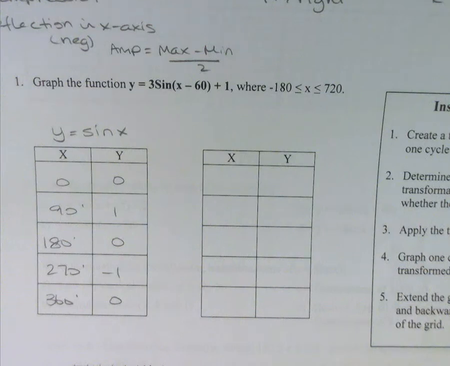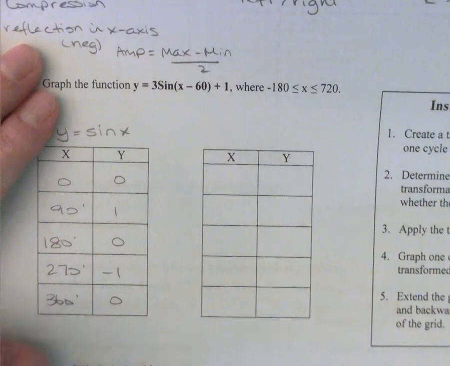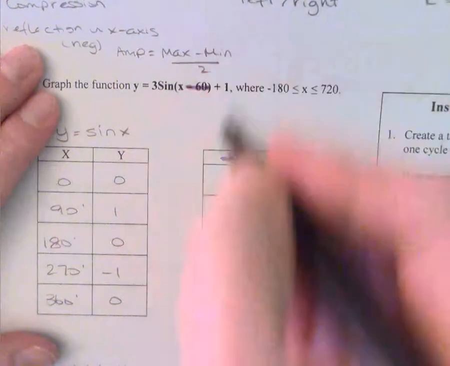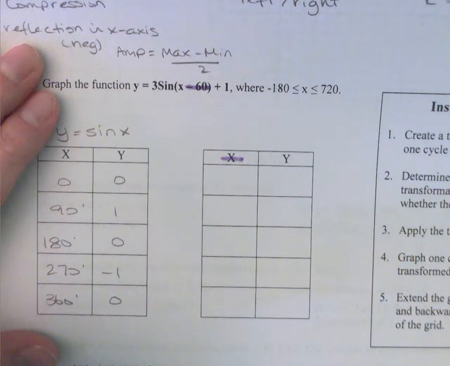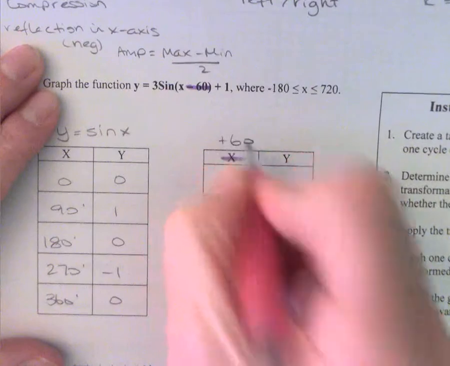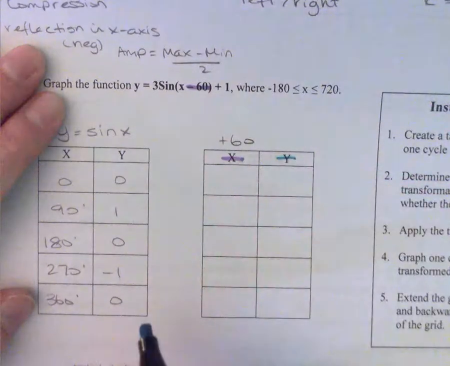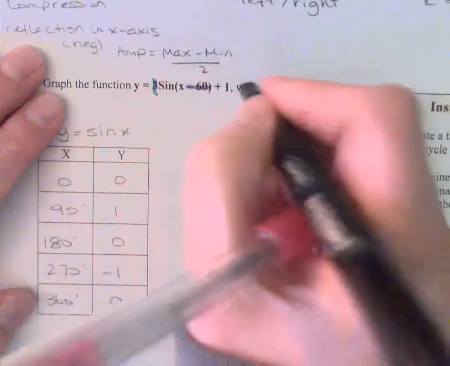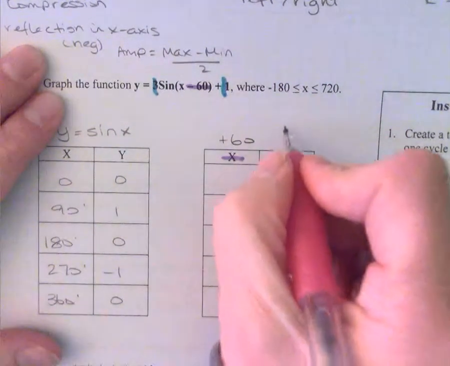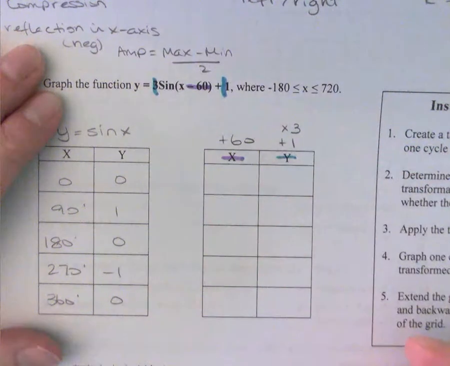And now I want to look at what the transformations are. So what is affecting x? I have my x and my minus 60 affects it. So what I say is, this would normally now be plus 60. And now I want to look at y, and what is affecting y? So 3 and plus 1 are affecting y. They don't change, they don't lie. So I'm going to multiply it by 3. It's a vertical stretch of 3 and a vertical translation up 1.